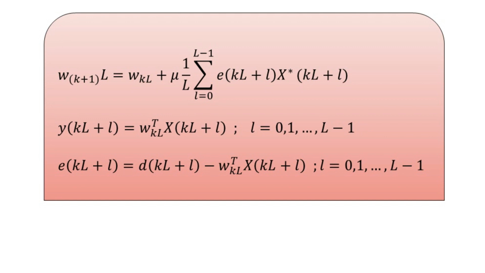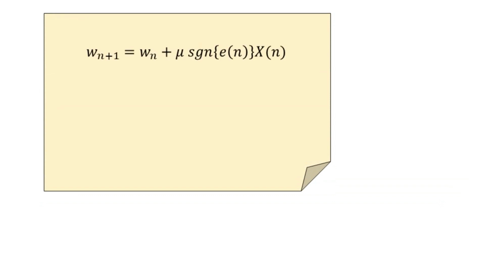For example, let us assume that x of n, the signal fed as input, and the desired signal d of n to be extracted from it are real valued random processes. The sign error algorithm will have this mathematical form: w_{n+1} equals w_n plus mu times sgn of the error signal e of n, multiplied by x of n.